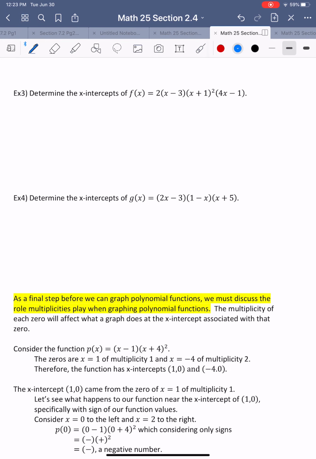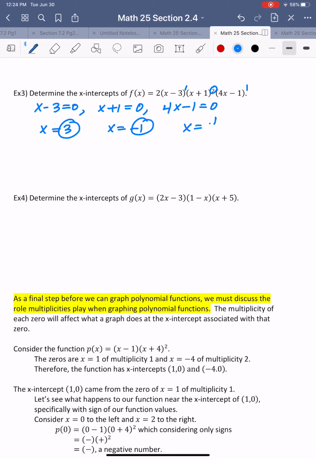Alrighty, example 3. Determine the x-intercepts for this. The good thing is this is already in factored form, so we don't have to factor. So where do the zeros come from? x minus 3 equal to 0. x plus 1 equal to 0, but this zero is repeated twice. 4x minus 1 equal to 0. We should have four zeros because it's degree 4. So 1, 2, and 1 added up will be 4. But the zero at negative 1 has multiplicity 2, so we just write it once. So x equal to 3, x equal to negative 1, and x equal to 1/4.